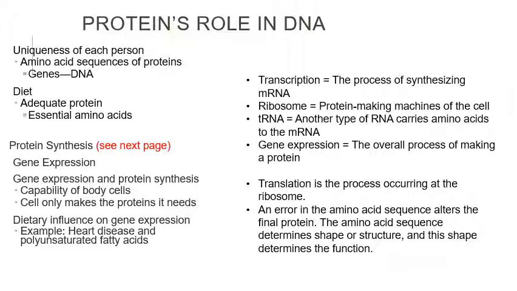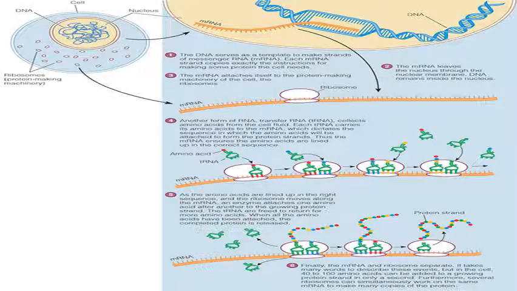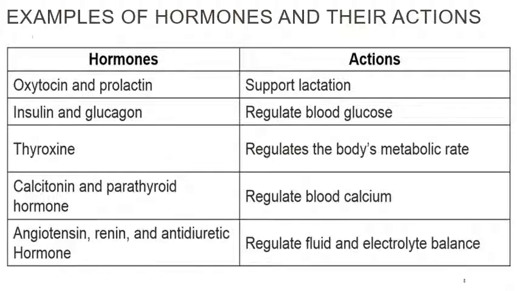An error in the amino acid sequence alters the final protein. The amino acid sequence determines the shape of the structure, and this shape determines the function. So I want you to look over this about protein synthesis. Examples of hormones and their actions. You can read over this list.